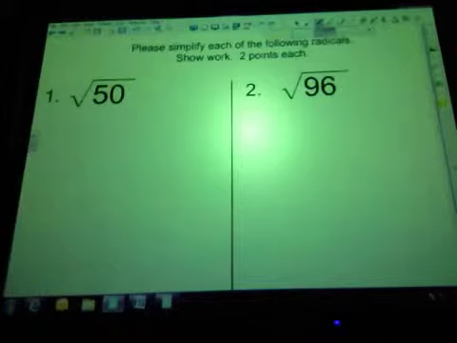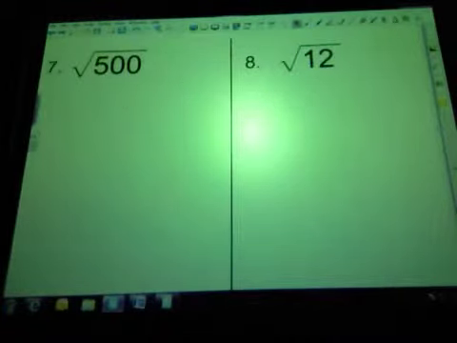Okay, there are a set of homework problems for you to do. All of the ones that are numbered, so here we've got 1 and 2, 3 and 4, 5 and 6, 7, 8, 9, and 10. You need to go ahead and do those. Please make sure that you're showing work.